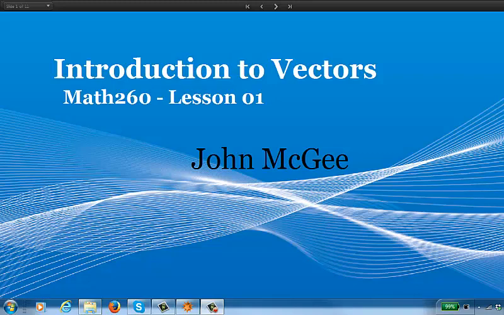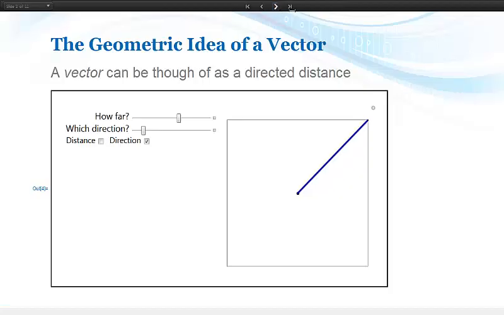Welcome to Math260, Lesson 1, Introduction to Vectors. Well, what is a vector? One way to think of a vector is as a directed distance.